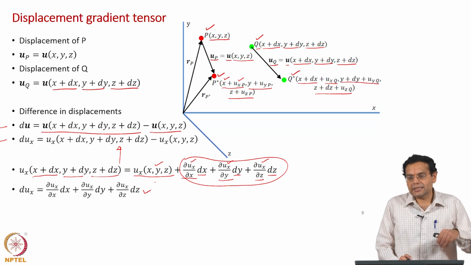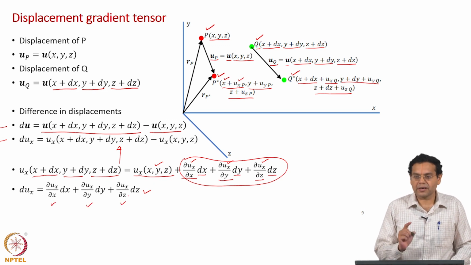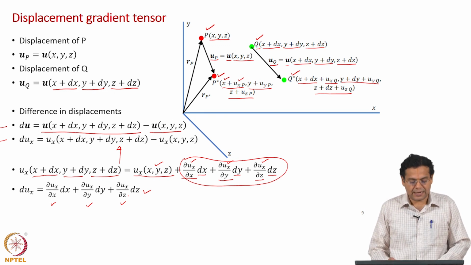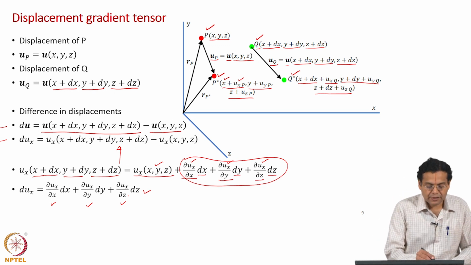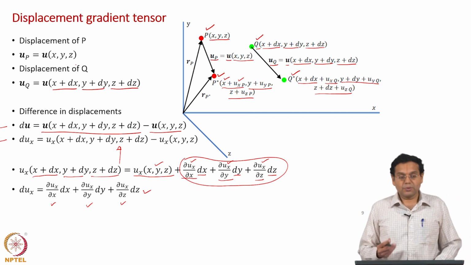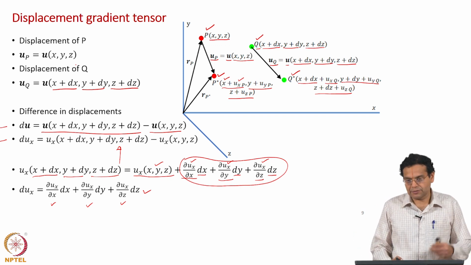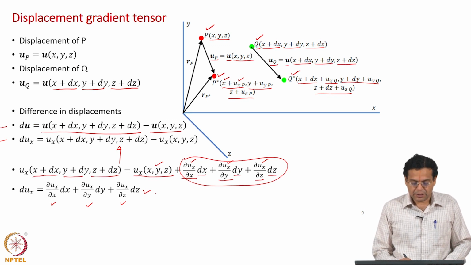What is the other way of looking at it? U x is a function of x y z, and du x is the total derivative of u x. You are expressing that in terms of partial derivatives. There are 2 different ways of interpreting this. What I have done is a little more geometrical, physical way of understanding du x. The little more mathematical way is that u x is the x displacement, and all the components are functions of x y z, so u x is also a function of x y z. So, expressing the total derivative in terms of partial derivatives gives you this expression straight away.